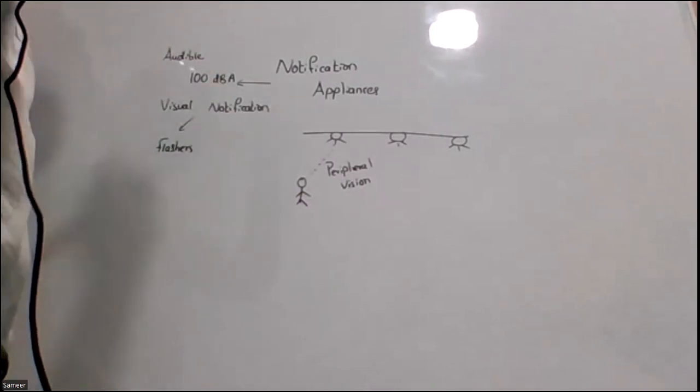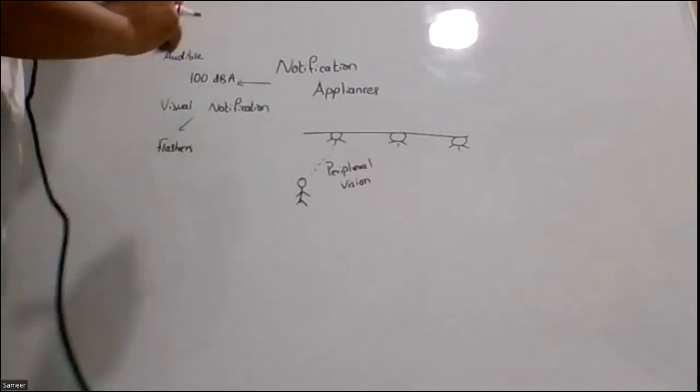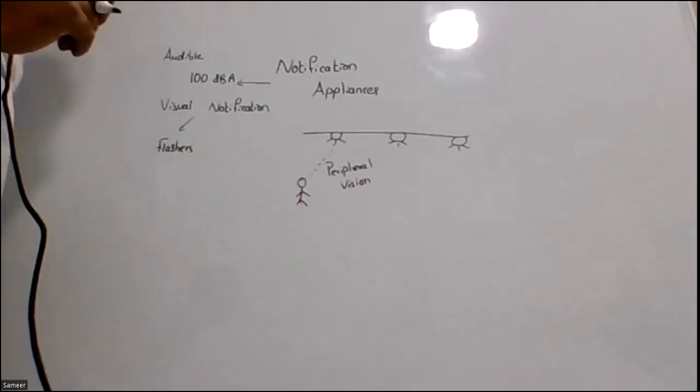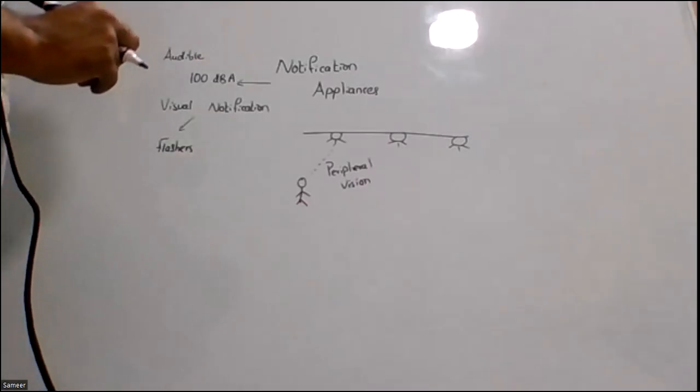He cannot see it directly, but during the flashing he can sense it due to peripheral vision. A portion of vision will be available, indicating that there is some type of disturbance that he can identify.